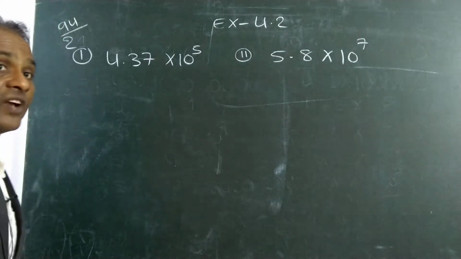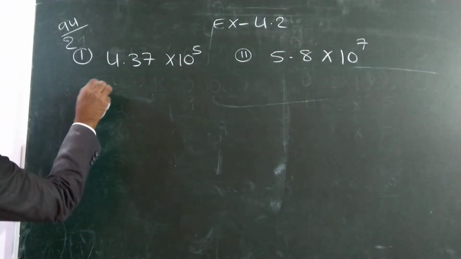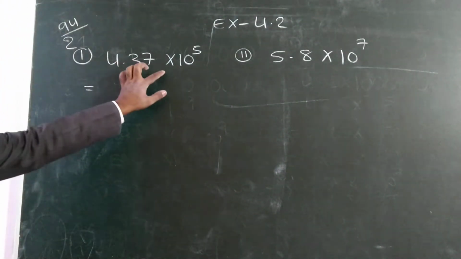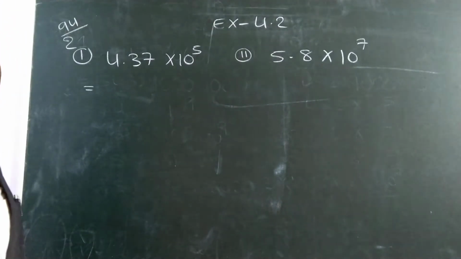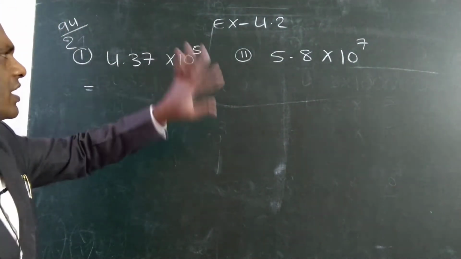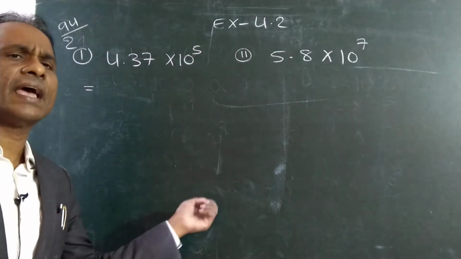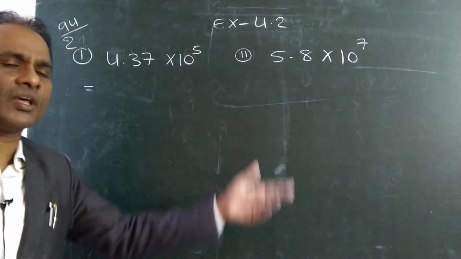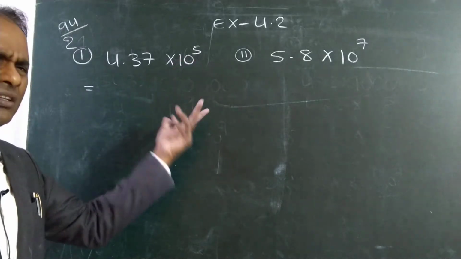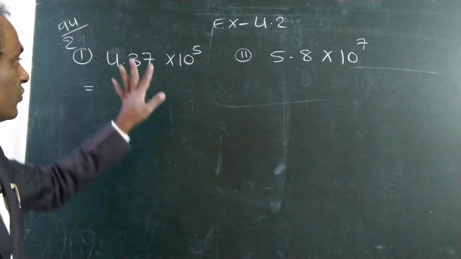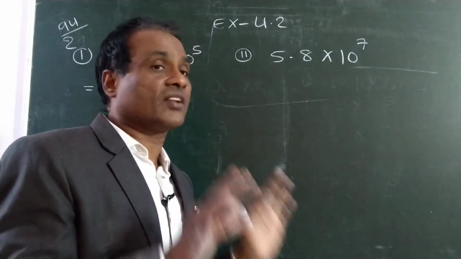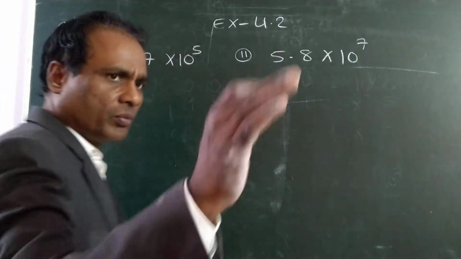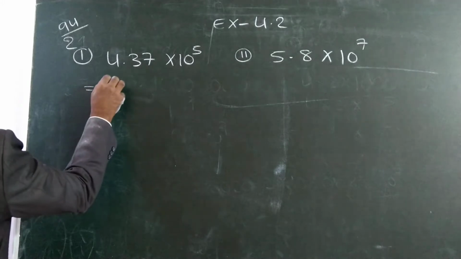4.37 into 10 to the power of 5. See here, this is a standard form that is given. Change it into the usual form, removing the decimal and the power of 10. We will get something like 4,37,000 or 4 crores, whatever we get. See how I am doing. First, don't write anything. First listen carefully to these two problems, then you can complete the remaining problems.